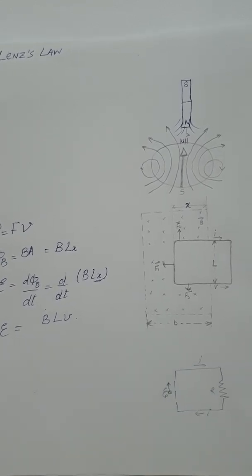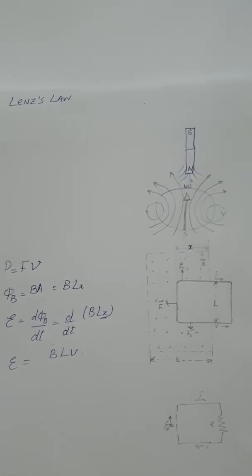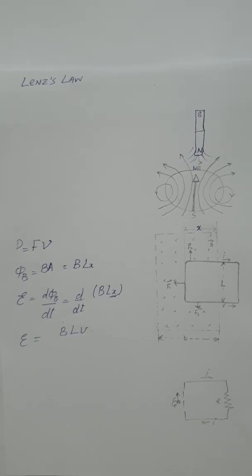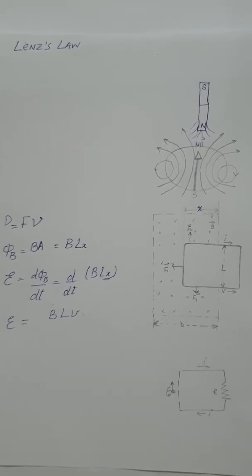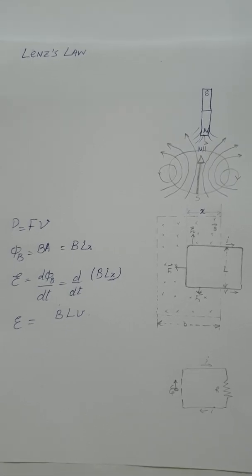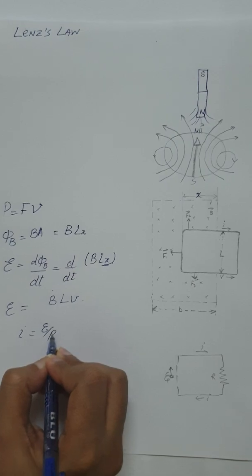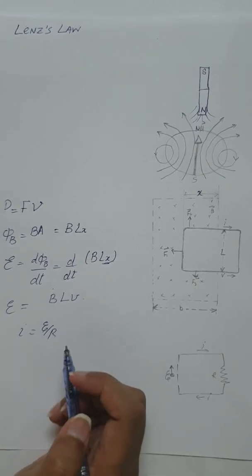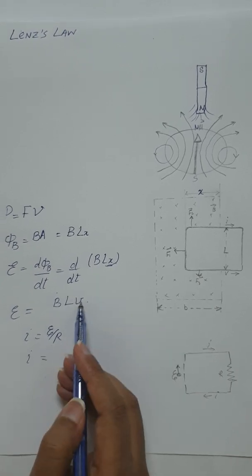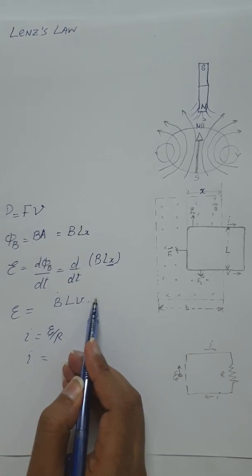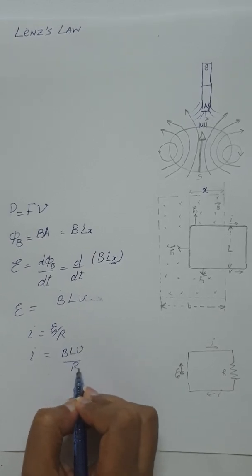So in order to find the induced current, we cannot apply the loop rule for potential differences, which we mostly use in the case of a circuit. Here we will only use a simple equation, which is I is equal to E over R, and by using this value of E, this equation is modified into BLv over R.